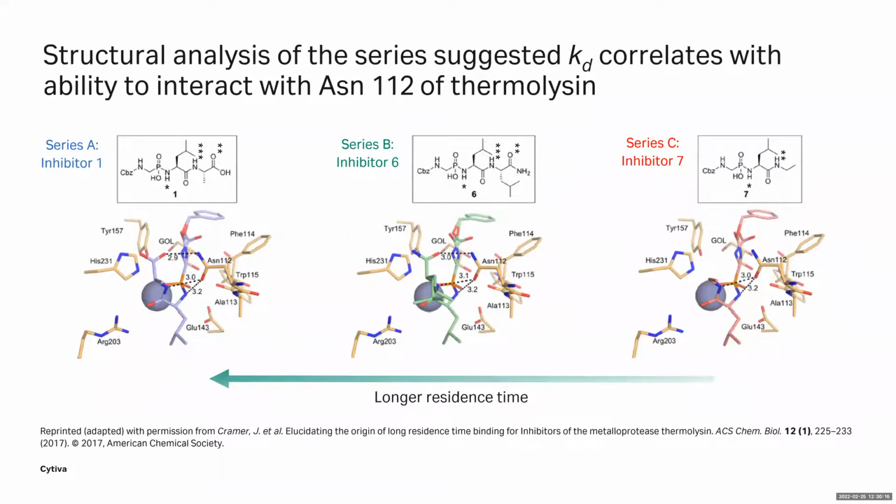Doing some structural analysis, combining the Biacore data with structural data from X-ray crystallography, you can see that there's an interaction with asparagine 112 in the active site pocket that is enhanced with this particular series A inhibitor with the branched hydrophobic group, compared to series B, where the modification is a little bit different, and series C, where there's been a significant change in the binding pocket. And we're seeing that the better the interaction is with asparagine 112, the slower the dissociation rate is.